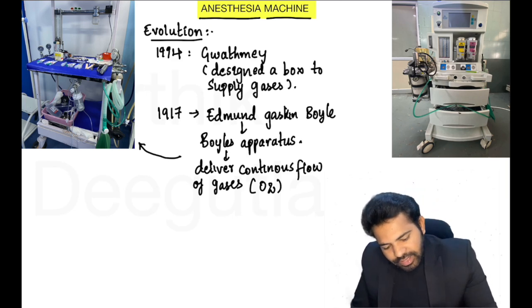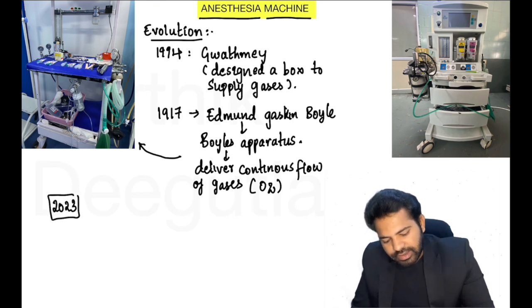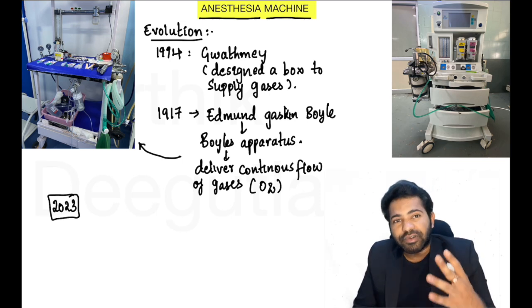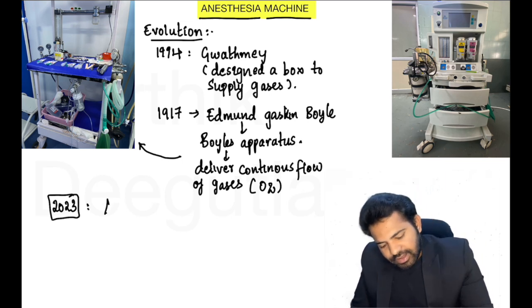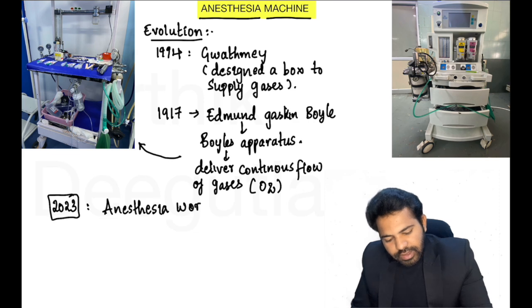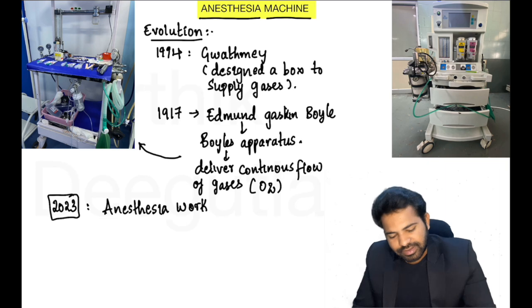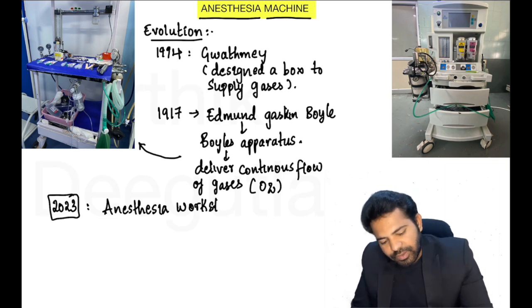Alright, then what is the situation now in 2023? Now we are using something called the very modern anesthesia workstation. The workstation does most of the work for the anesthesiologist.